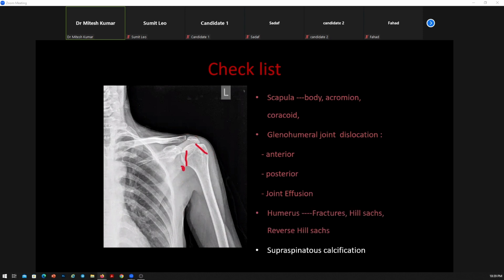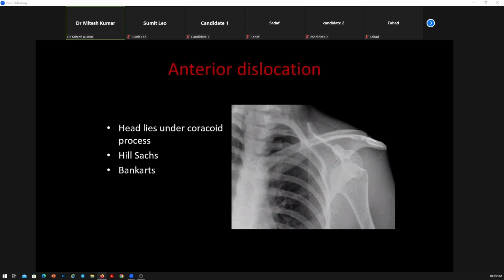In humerus, we can expect fractures anywhere in the humeral head, in the greater tuberosity. We can have a Hill-Sachs lesion or a reverse Hill-Sachs lesion. In the last, supraspinatus calcification. I hope we are clear in this part. Now we'll discuss a few important pathologies.